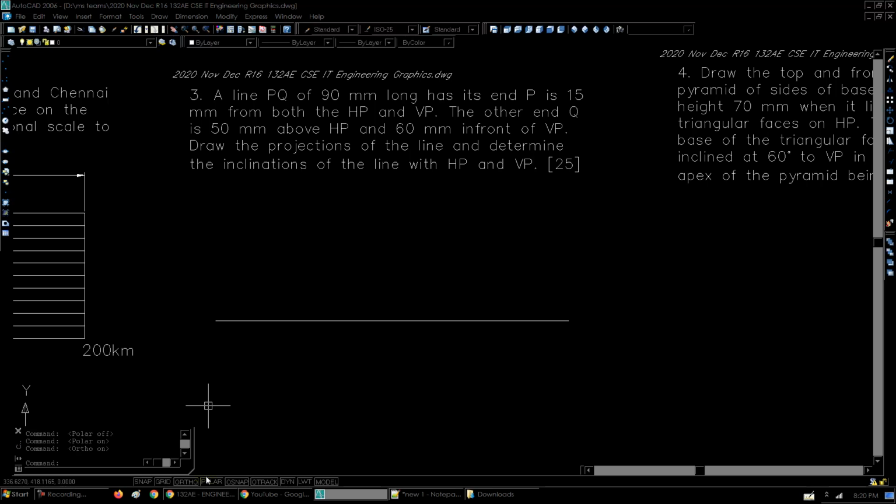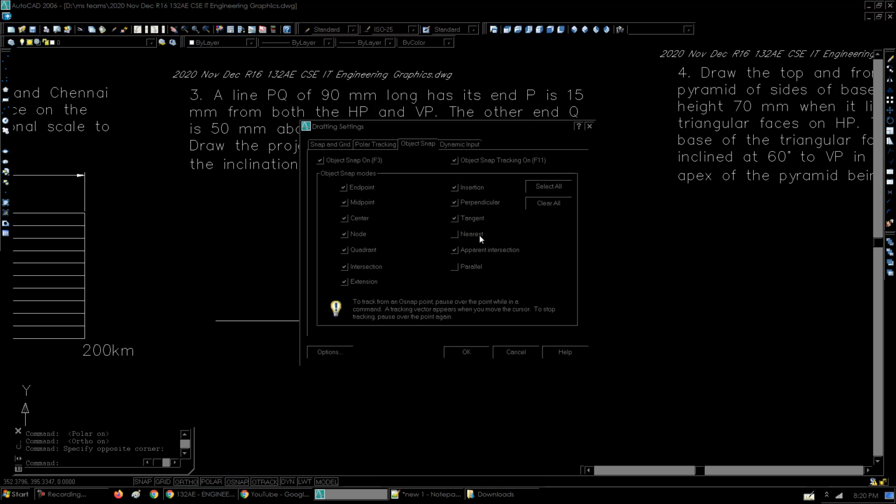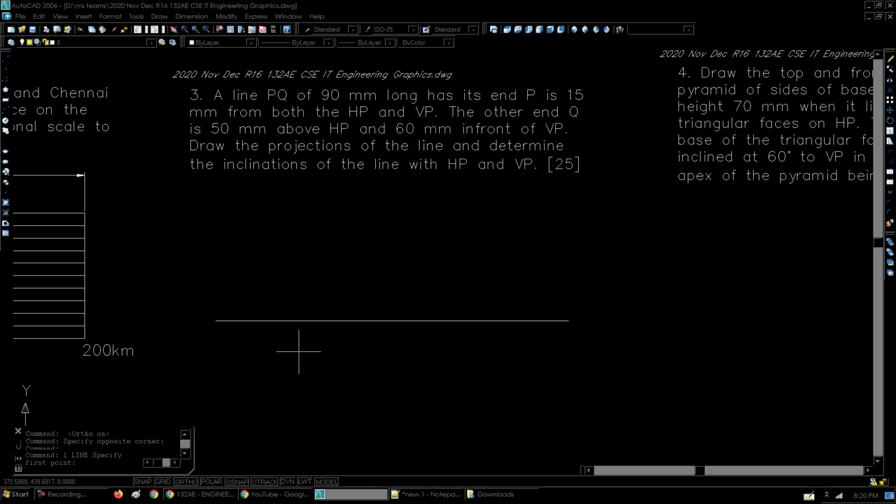Now I have to mark the projections of the end P. To do that, I'll have to first go to the OSNAP options. Go to the OSNAP settings, mark this nearest point as on, because we're going to need some point on this line from where we need to make measurements. Now you can see, because the ortho is on, I'm getting a vertical line. So the point P is 15 mm above. So 15 mm above, the point that we get, I'll just call it the front view, which is P dash.